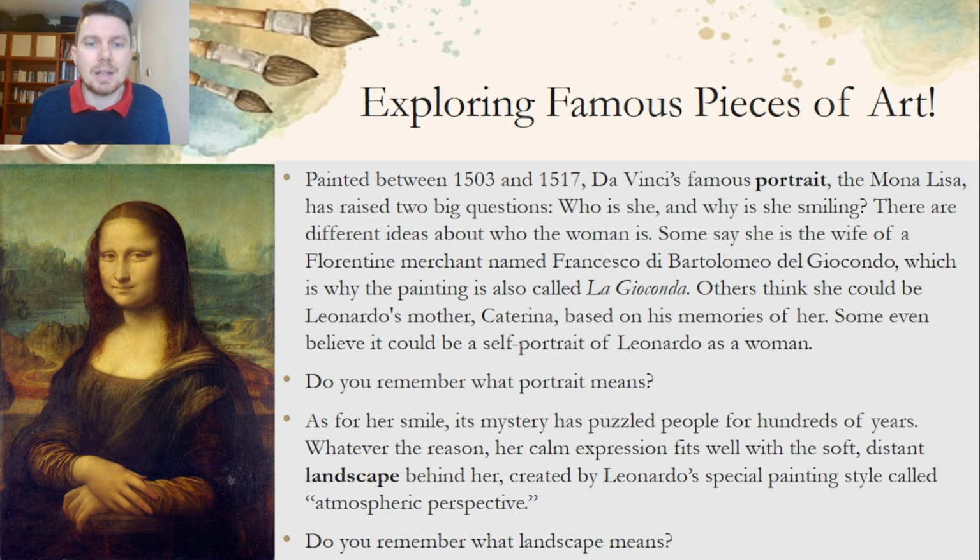Do you remember what portrait means? So this is the question. We have portrait here in context. Of course, a portrait is a picture of the face and the upper body. So we see the Mona Lisa here. We have her upper body and her face. So this is a portrait picture. Good. We also have a landscape in the background, which we will talk about in a second.